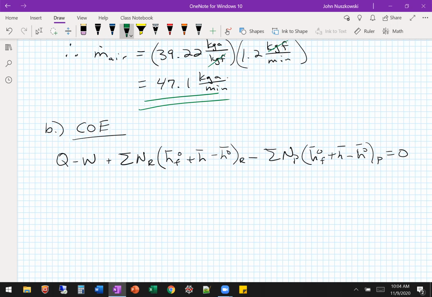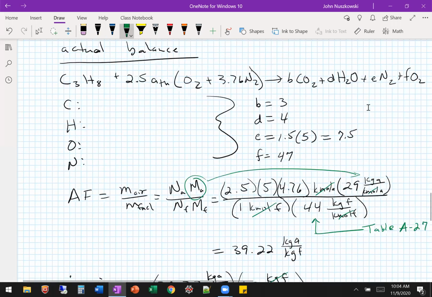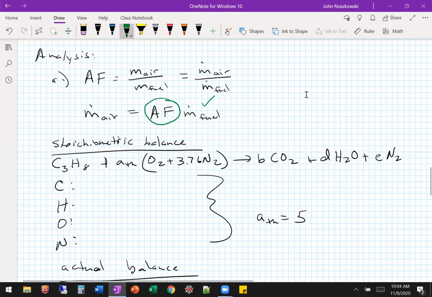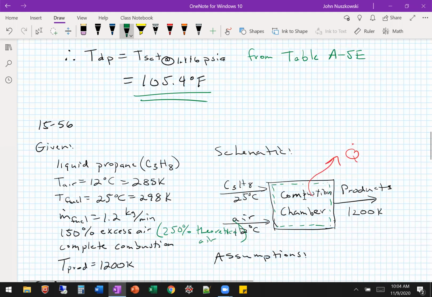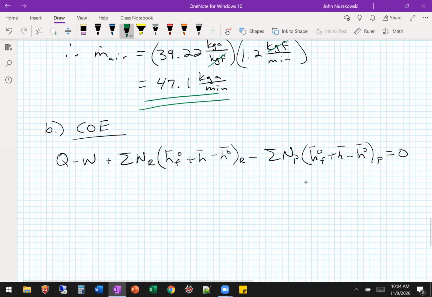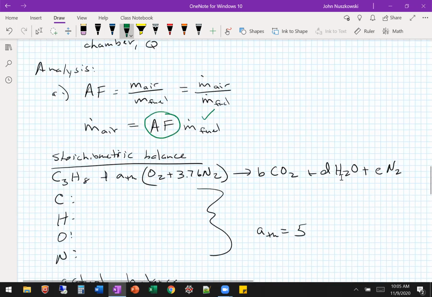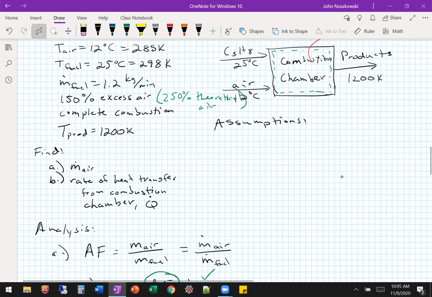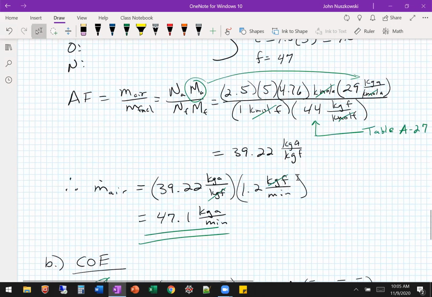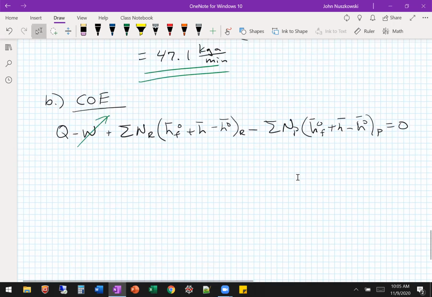All right, so we look at our boundary. There's no work happening in our combustion chamber here, so we get to get rid of that, right? And it's already showing kind of a steady state, so that's already assumed in this chapter, but I'll write it down. All right, so heat, and then we got the moles.